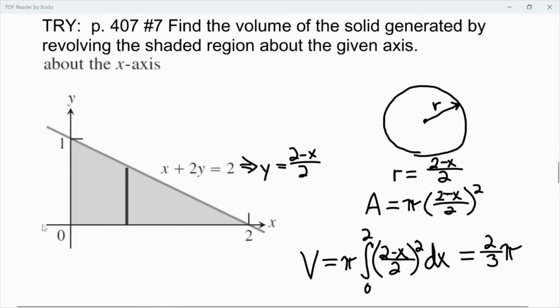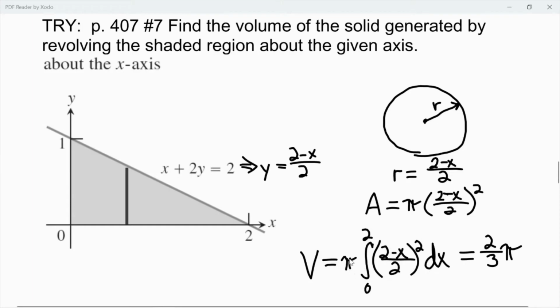Now here's my cross section. Again, it's a circle because I have all of this area being revolved about this axis, and I got a radius of (2 minus x) over 2. So my cross-sectional area is pi times radius squared. So very simple geometry. And then the thickness of each one of those slices is going to be dx. So I ended up doing it this way. I did pi times the integral from 0 to 2 of ((2 minus x) over 2) squared times dx.